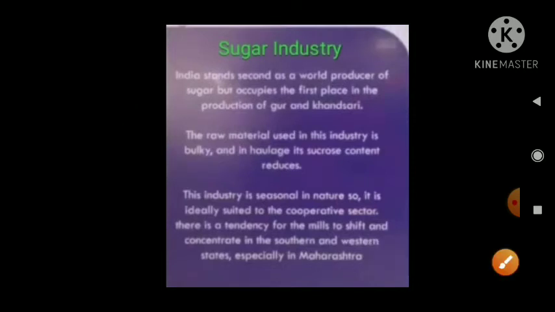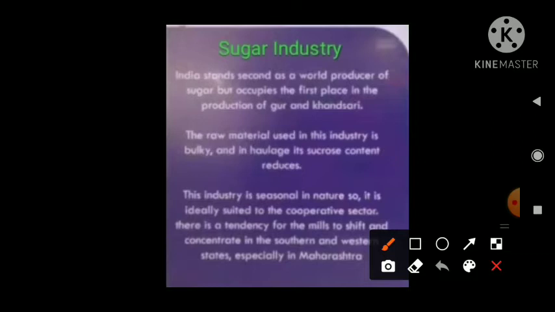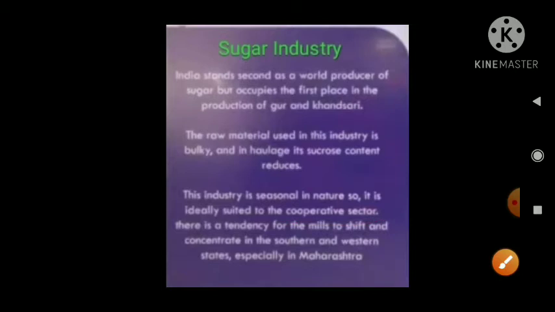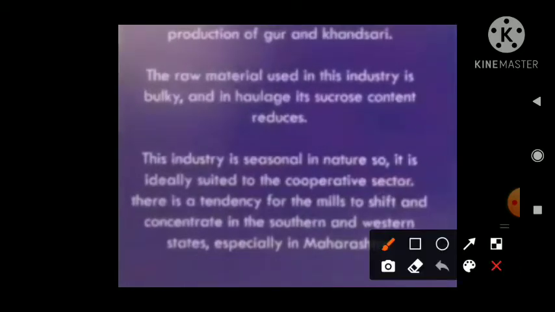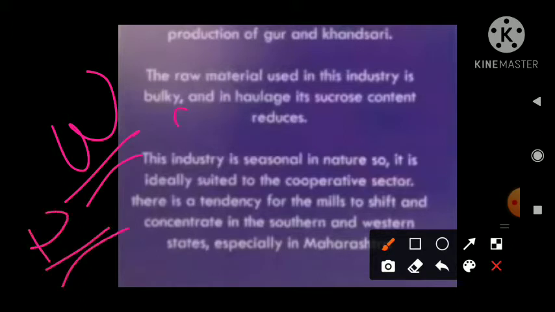So this industry is seasonal in nature, so it is ideally suited to the cooperative sector. There is a tendency for mills to shift and concentrate in southern and western states, especially in Maharashtra. It's very easy: we know what a cooperative sector is. A cooperative sector means that the workers, producers, and consumers are the same people. Those who produce the raw material are the same people who produce the good products and sell them in the market. So this sector is known as the cooperative sector.